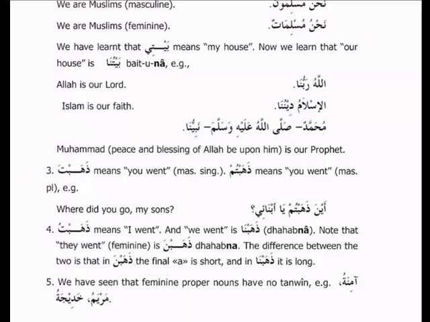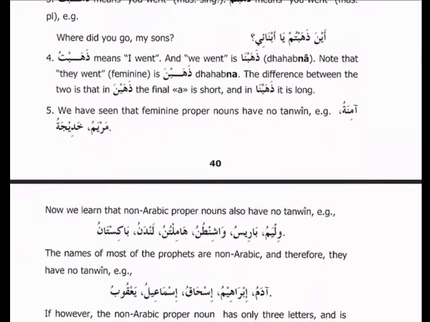Then point number 3, what did we learn? We also learned in the lesson that zahabta is what? You went, is the singular form. What is the plural of zahabta? Zahabtum. And then you have zahabtu. The plural of zahabtu is what? Zahabna. Zahabtu means I went, zahabna, we went.